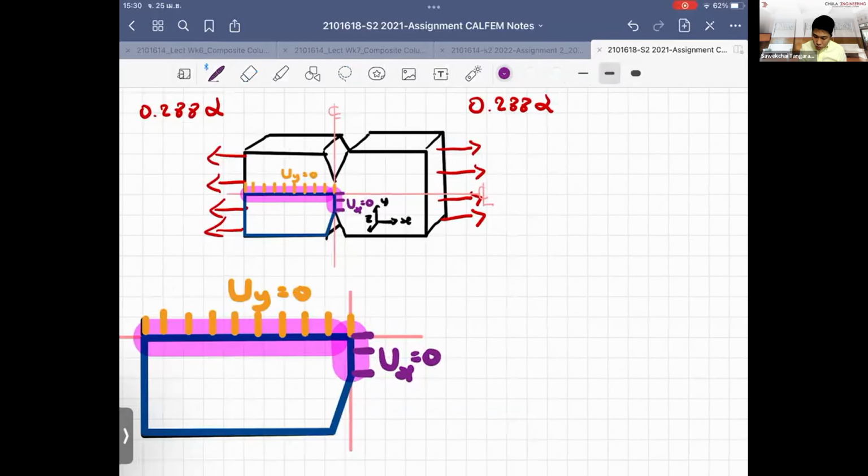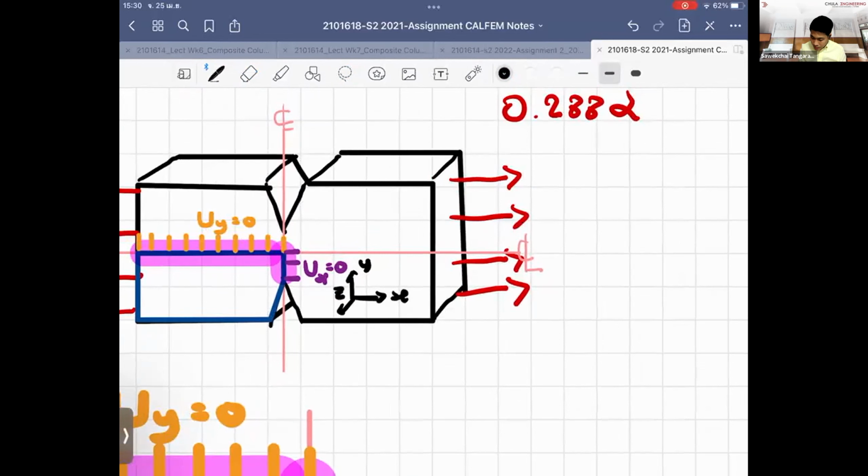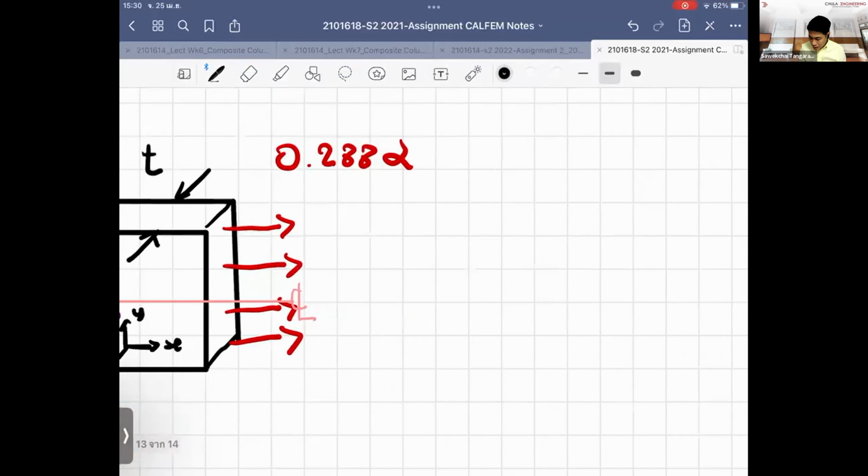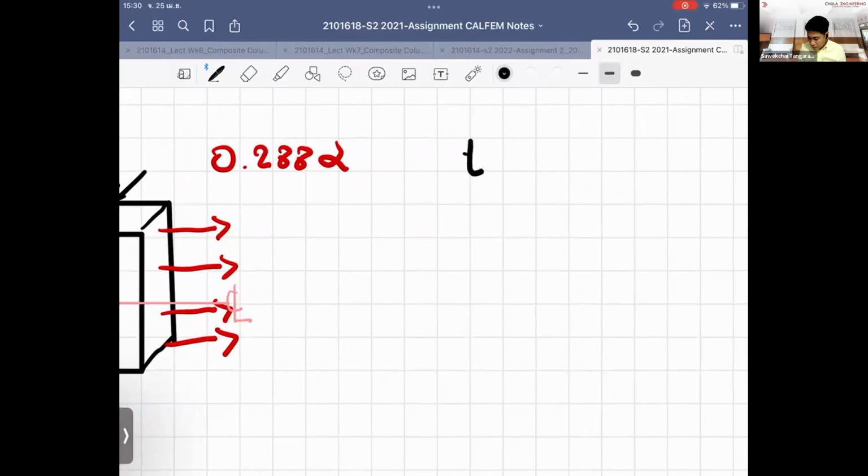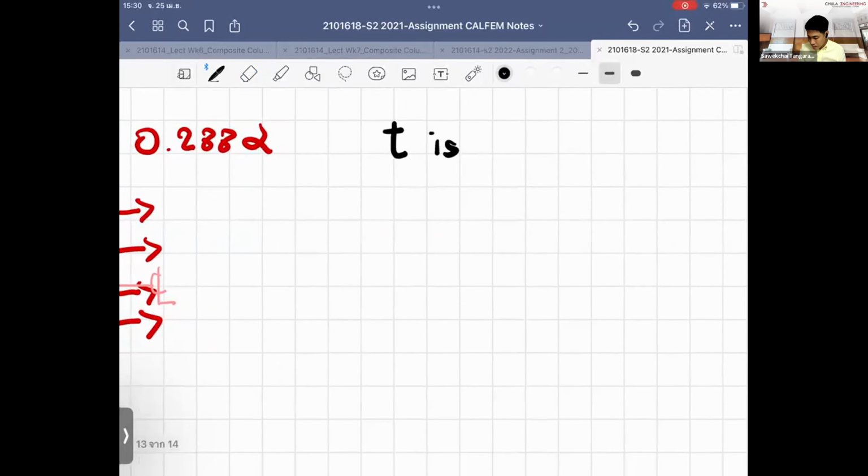Because we assume that this problem is a thin specimen, and the thickness of this, we state, is equal to T, and we say that T is so thin, that's why we can simplify the problem to become plane stress.